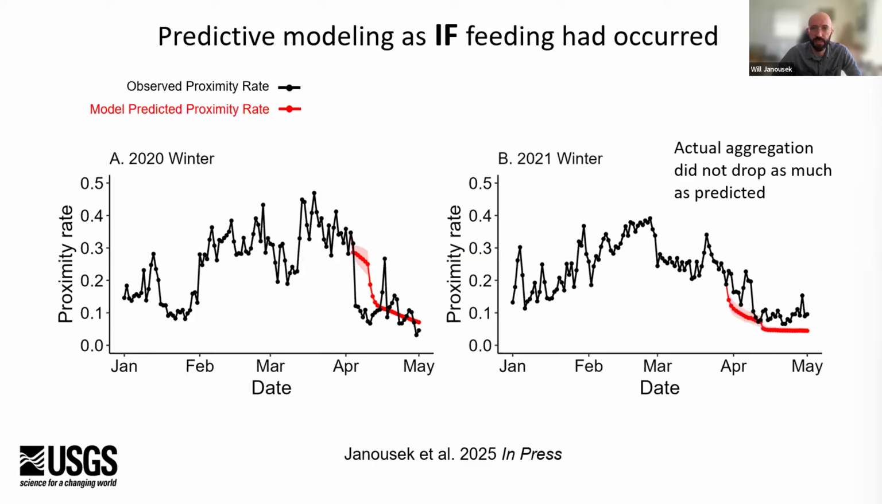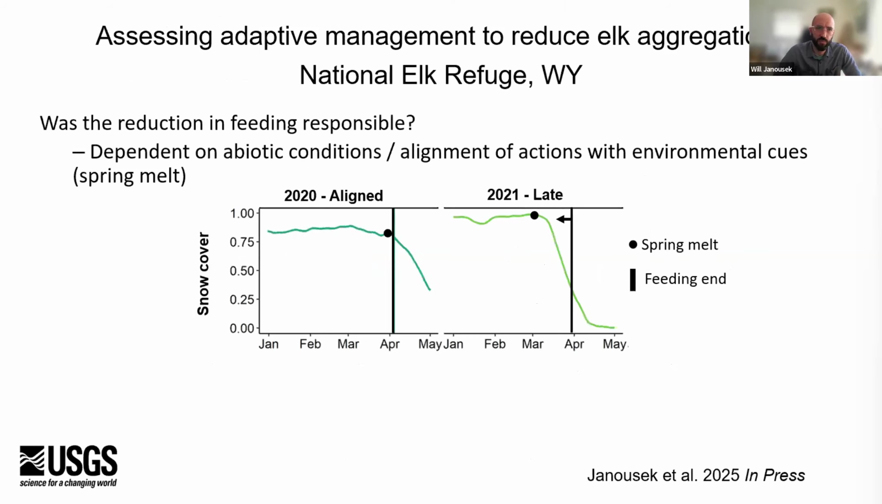So then with 2021, it becomes a little bit more challenging to understand because we start to see, in different situations, the models are predicting that the actual aggregation did not drop as much as would be suggested. And so this helps us understand the nuances behind changes in aggregation that are not just related to feeding. We start to see that predictive modeling indicates reducing feeding can be successful if it's aligned with the abiotic conditions, like matching the timing of spring melt, something that in 2020 was done very well.